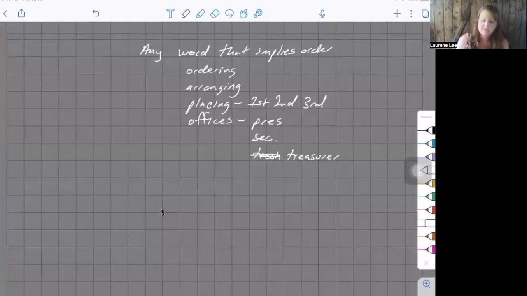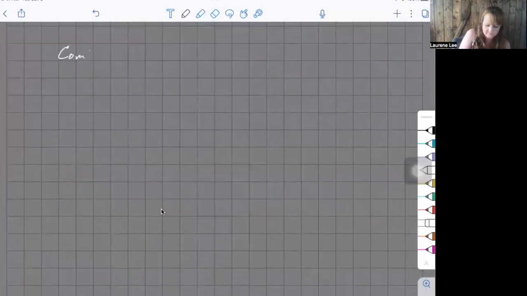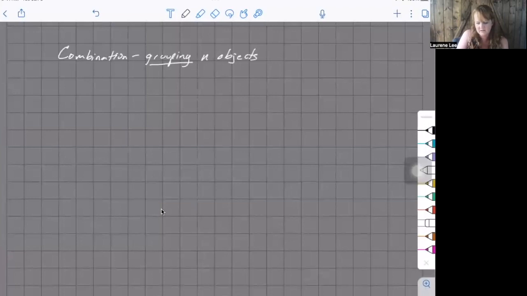Sometimes order is not desired, and that is what is called a combination. A combination is grouping n objects in groups of r. We're going to use the same notation, except now it's not P, it's C. So if I have n objects and I want them in groups r big, that is a combination.